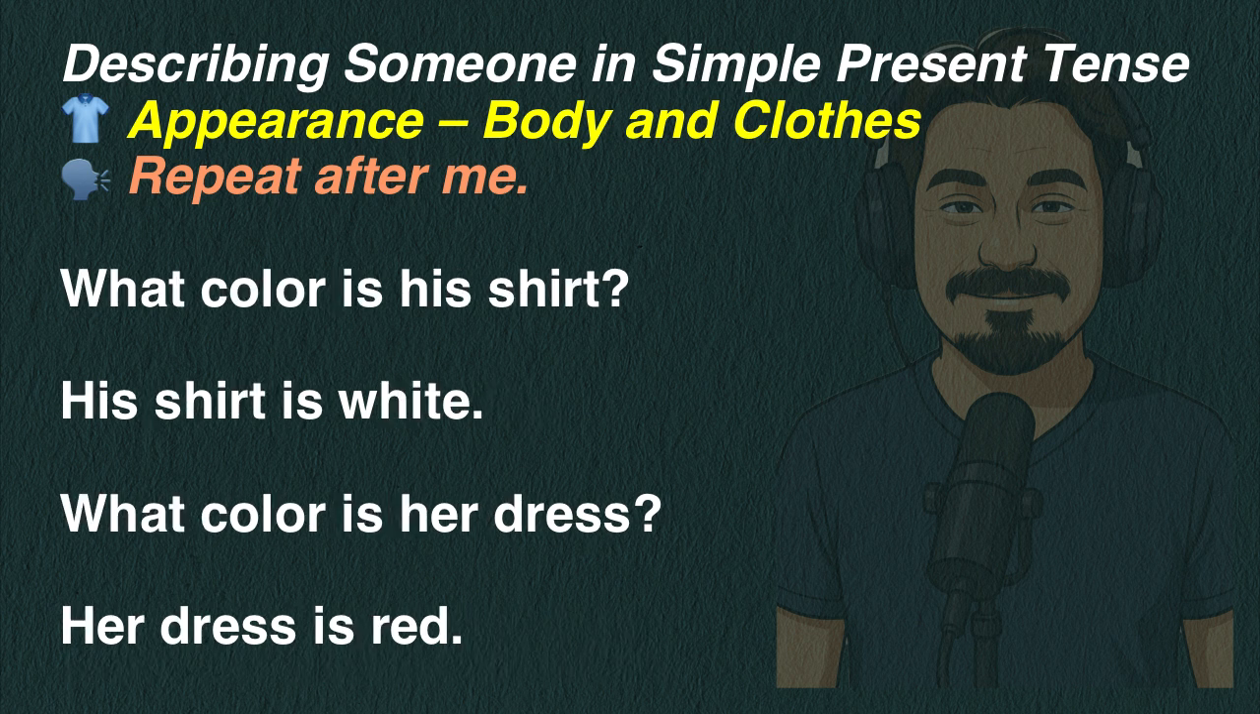What color is his shirt? His shirt is white. What color is his shirt? His shirt is white. What color is her dress? Her dress is red. What color is her dress? Her dress is red.